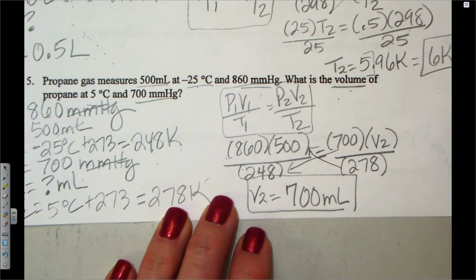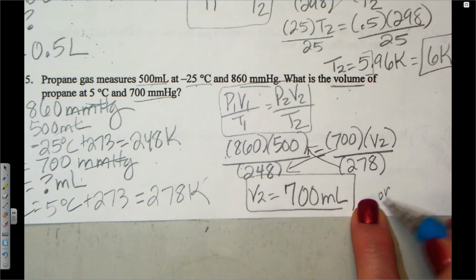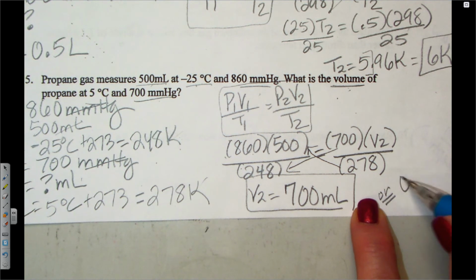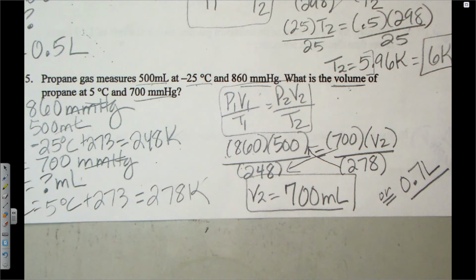Now, for those of you that might have converted that to liters, that's totally fine. If you did convert it to liters, you would have just had 0.7 liters, and that's one sig fig if you have it in liters. That is number 5.